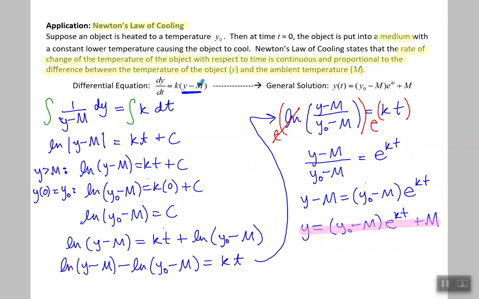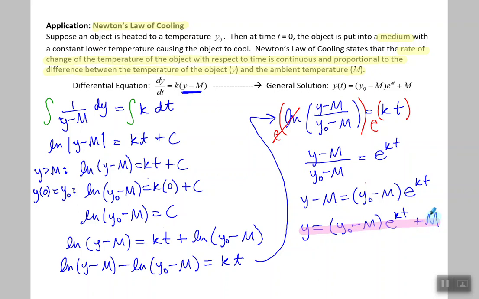It's very similar to the general solution of uninhibited growth and decay, where we have the initial value in front of e to the kt, but now because we have this temperature of the room, the surrounding medium, we've got the initial temperature minus that room temperature, and then at the end plus the room temperature. So there are ways to see similarities and make connections.